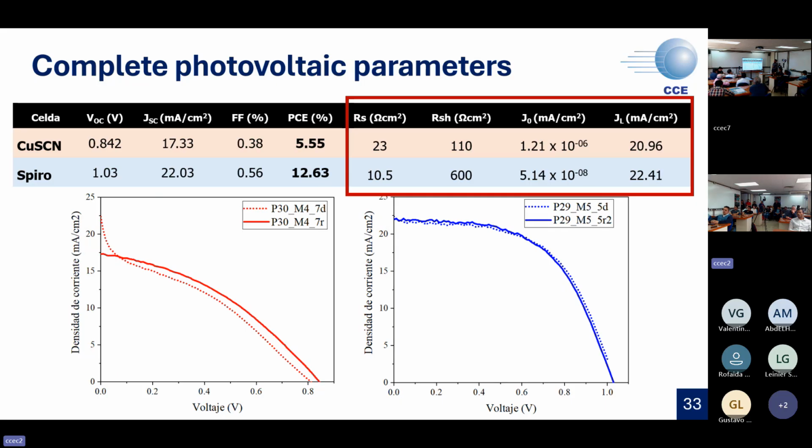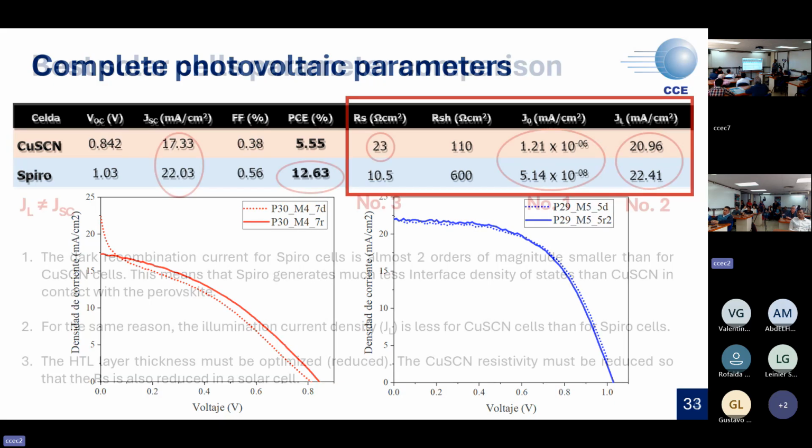We can see for copper-tungsten atom a bigger value of series resistance, 23 in comparison with a value of 10. And we can see different shunt resistance, and a bigger value of the saturation current density for copper-tungsten atom in comparison with spiro-OMeTAD, and a similar value of the illumination current. But it's important to understand what each parameter represents.